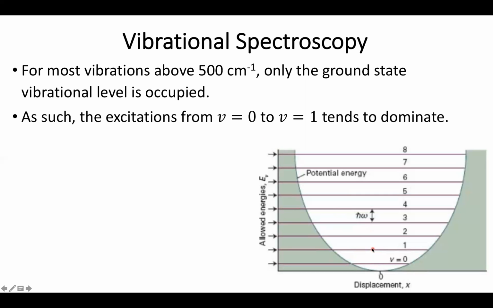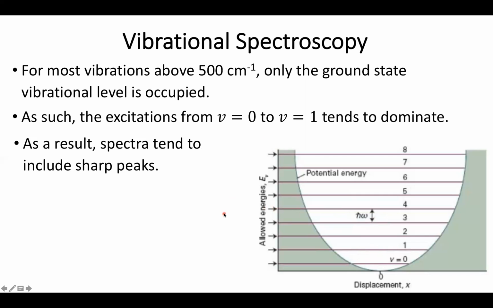So our dominant excitation we're going to see in IR is from the ground state to the first excited state. And because of this, we're going to have a discrete separation between these levels of pretty much h bar omega. And as a result, we're going to have very sharp peaks because that's going to be the only absorption really taking place.